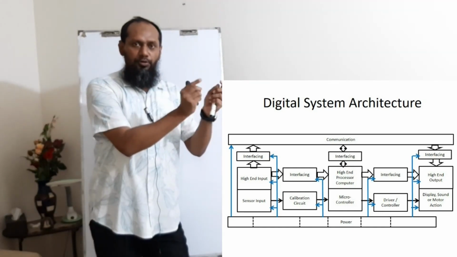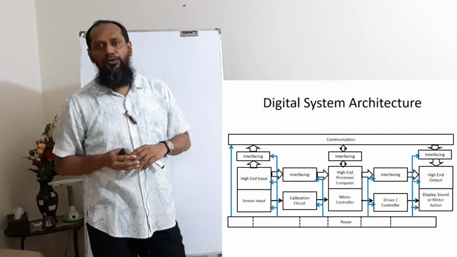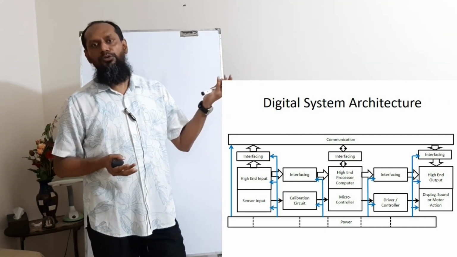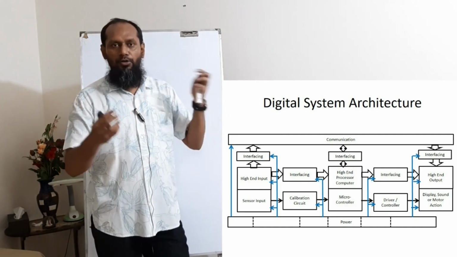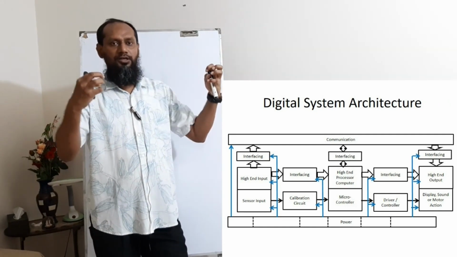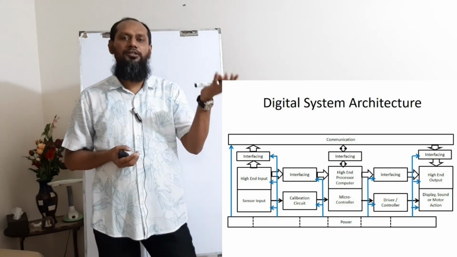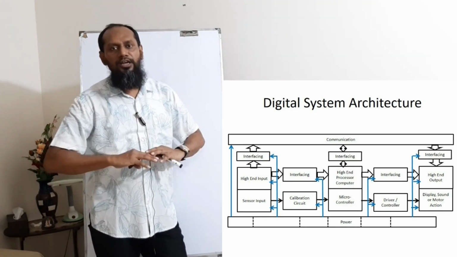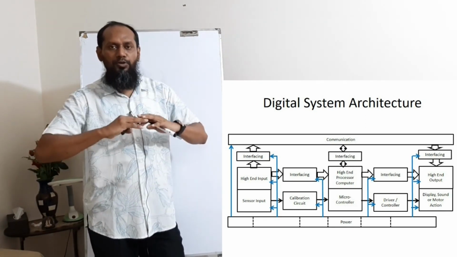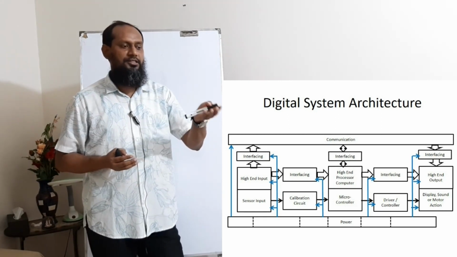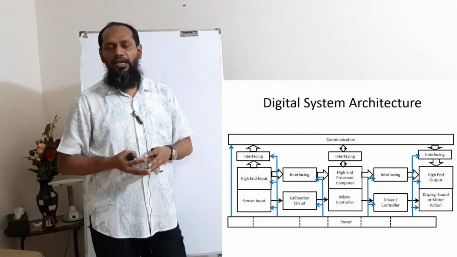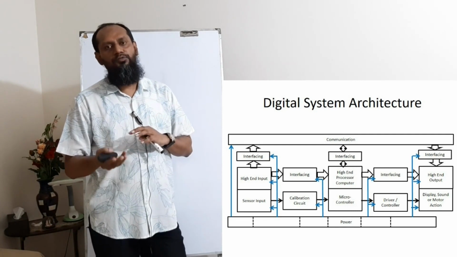And between input and processor, there is interfacing. You know, in the interfacing course, you knew that for any kind of communication, we need an interfacing device. For a high-end device, we call it an interfacing device, and for a low-end device or low-end processing module, we call it a calibration circuit. Calibration can be hardware or software calibration.